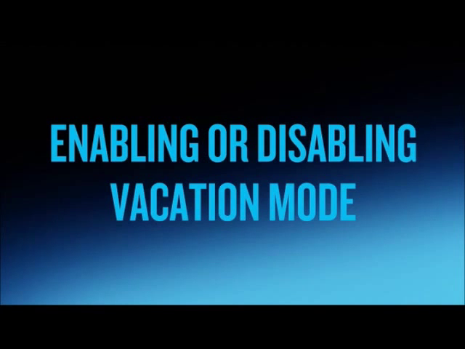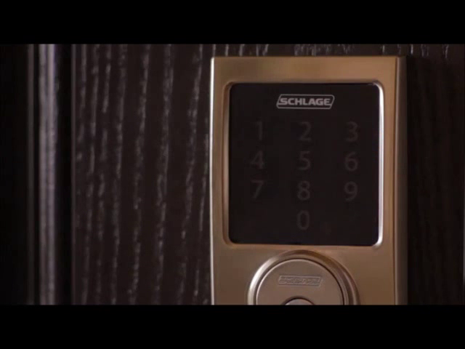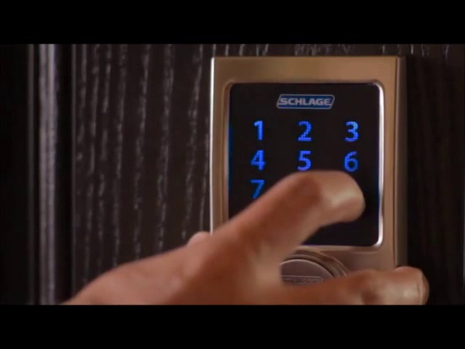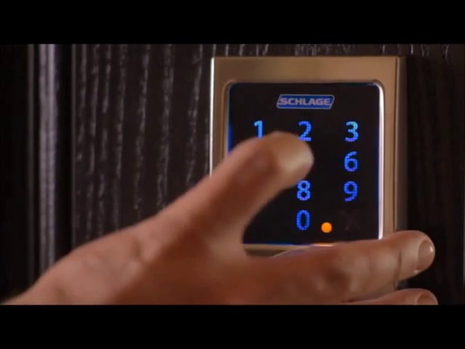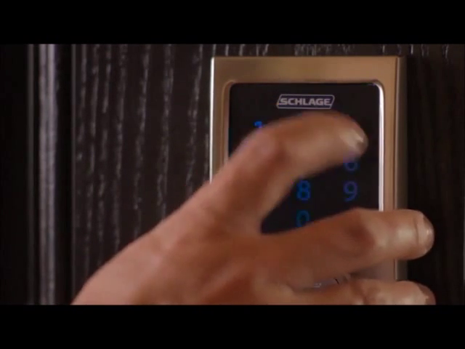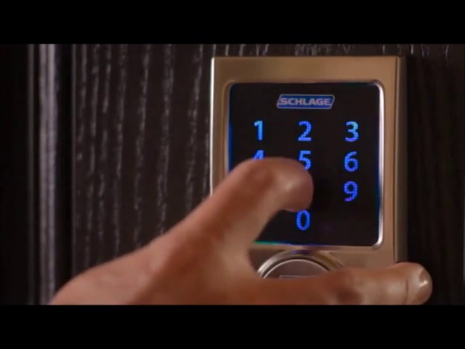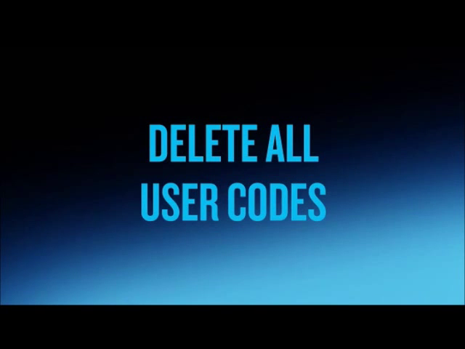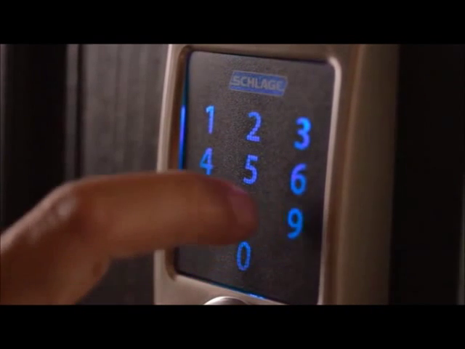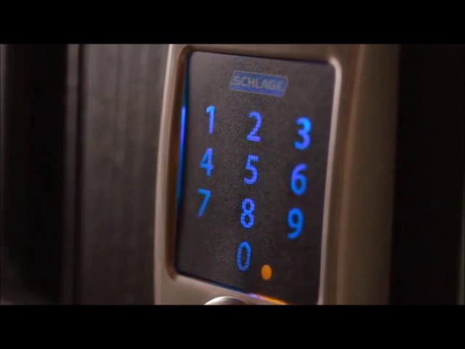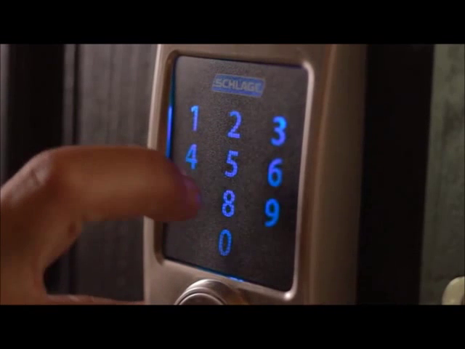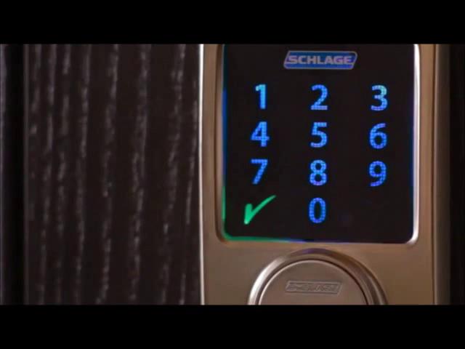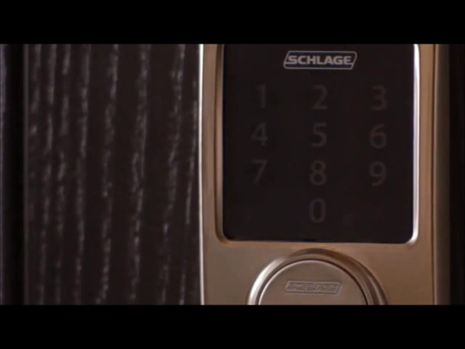Vacation mode temporarily disables all user codes in the lock. To enable vacation mode, press the outside Schlage button, enter your 6-digit programming code, and then press 4. To turn off vacation mode, press the outside Schlage button, and then enter your 6-digit programming code. You can also delete all user codes at once by pressing the Schlage outside button, entering your 6-digit programming code, pressing the number 6, and then re-entering the 6-digit programming code. Again, 2 blinks and beeps of either the green check or the red X will tell you whether that programming was successful.